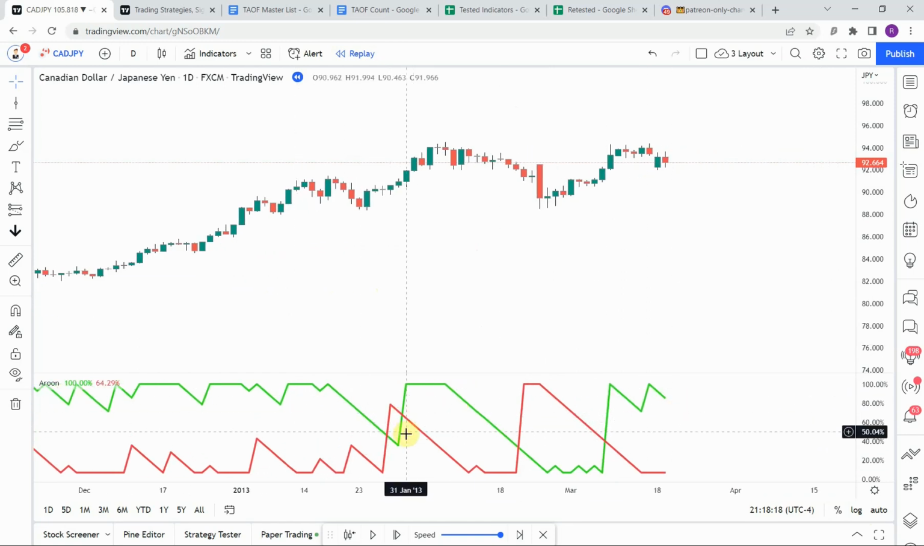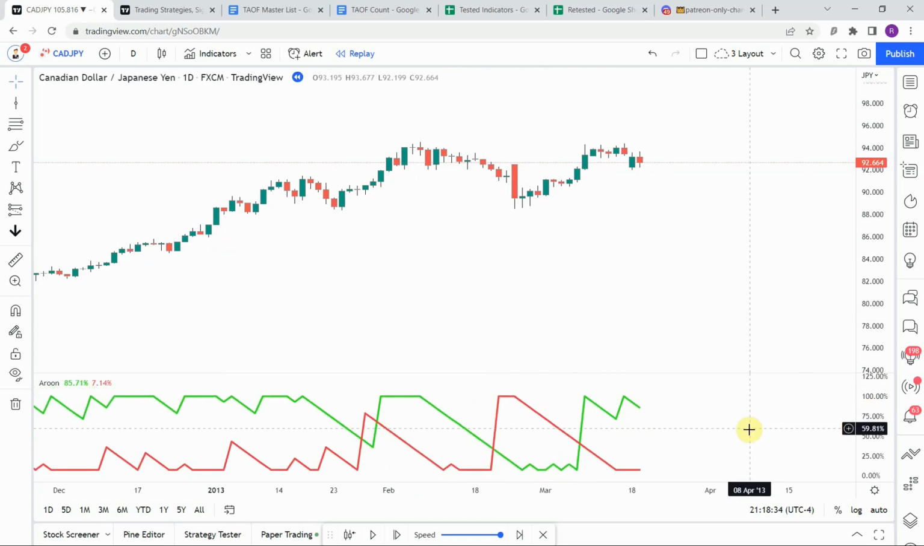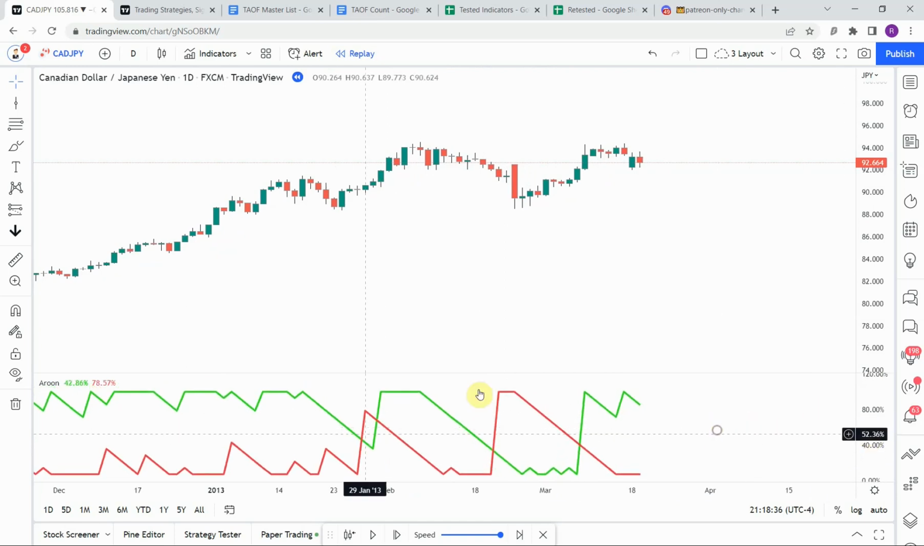All right, so basically what we have is, like I said, the Aroon up and the Aroon down indicator. And when these 2 lines switch, when they jump over each other, then that is an entry signal. And so really what we are looking for is whatever line is above the other line. So we're not too concerned about the lines being below. We're looking for the lines to be above. And so when the red line crosses up above the green line, that is a signal to go short.